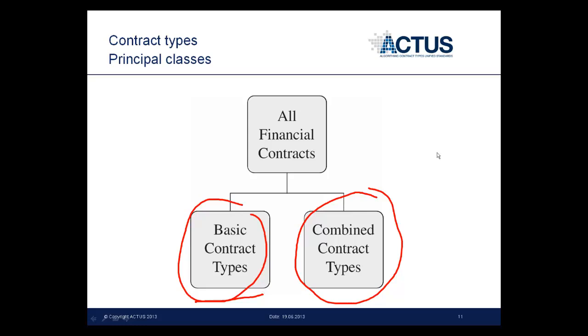This brings us to the next group, the combined contract types. You find combined contract types generally on the trading book. However, there are also a lot of basic CTs on the trading books, such as bonds and stocks. Combined CTs refer roughly to the derivatives section of the trading book. Again, one has to take some exceptions into account, such as a callable bond, which is a combined on-balance sheet product.